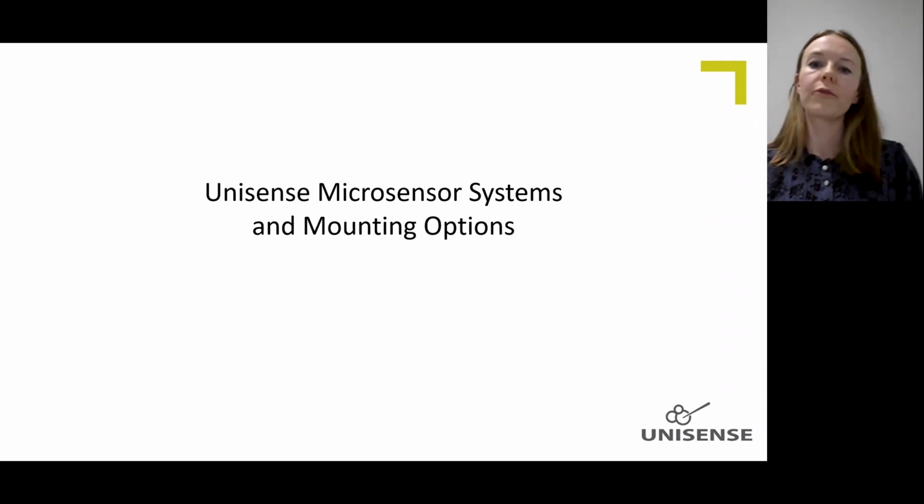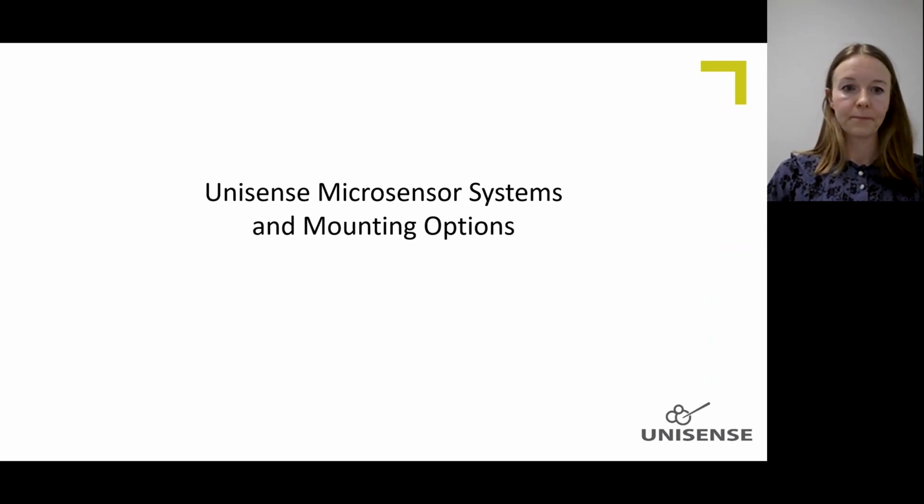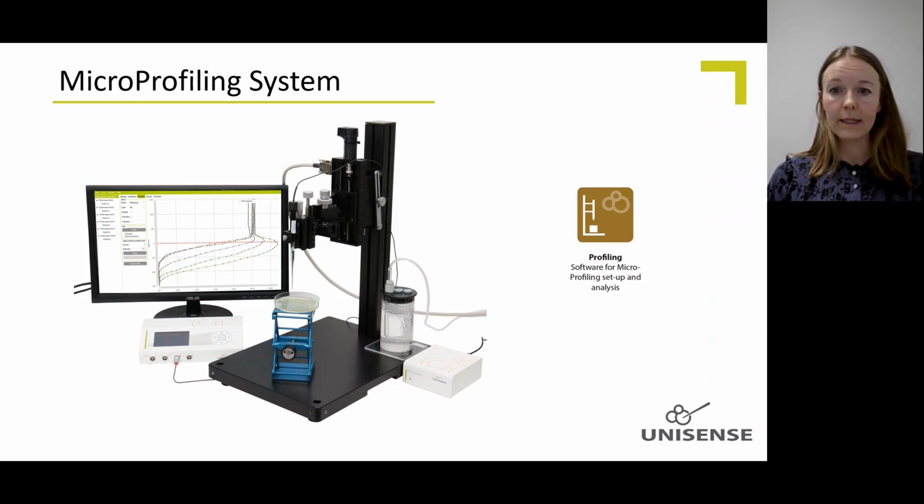So now I will go through different microsensor setups and ways of mounting the microsensors. We sell a complete system for making microprofiles called the microprofiling system. This system holds and positions the microsensor, and it can be operated both manually by hand or automatically by the software. When operated automatically, the depth and the step size, the measuring time, and the number of replicates for the experiments, they are all managed in the software called profiling, which is part of our SensorTrace Suite software package.